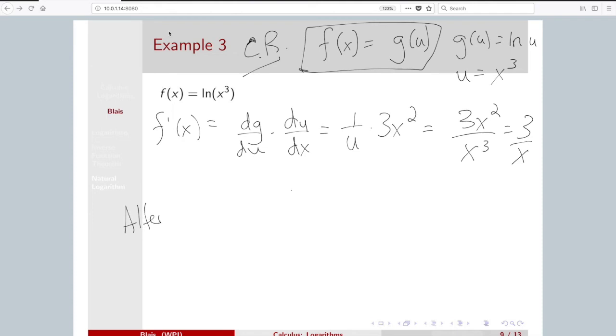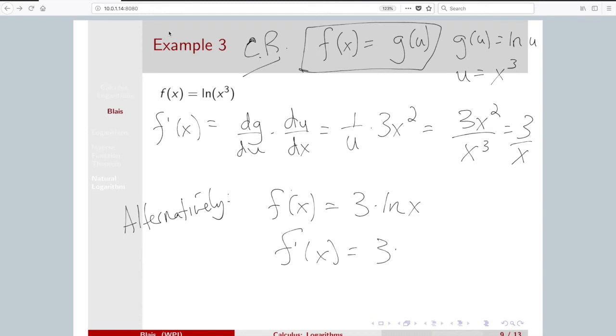Alternatively, we could have used the properties of natural log, and note that this 3 could come out front. And that's going to be the quickest way, because then we see the derivative is just 3 times the derivative of ln x, 3 times 1 over x. Both ways are correct. This second way is a little quicker. Either is fine.